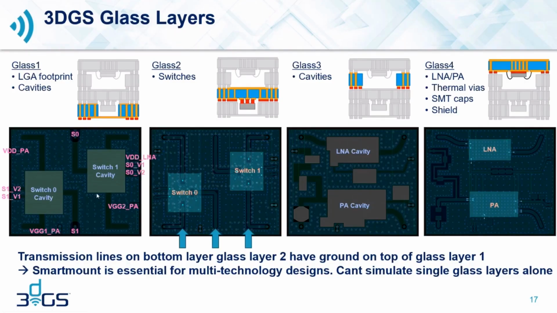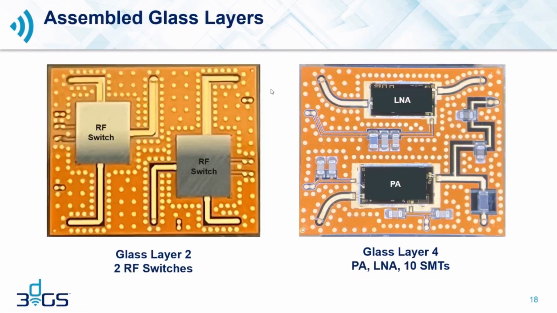And Smart Mount is the key technology to be able to implement all this die stacking to glass, and then the second phase, which is the glass-to-glass stacking to create the full 3D HI modules. This is a picture of the 2 RF layers, glass layer 2 with the 2 RF switches, and glass layer 4 with the 2 amplifiers and 10 discrete capacitors. The orange is the solder mask, and the little circle openings are the openings that we will use the solder balls for the glass-to-glass connection. The lighter yellow color is the exposed copper in the solder mask openings.